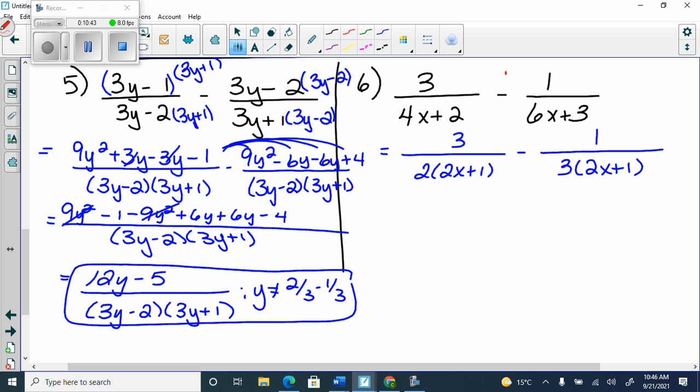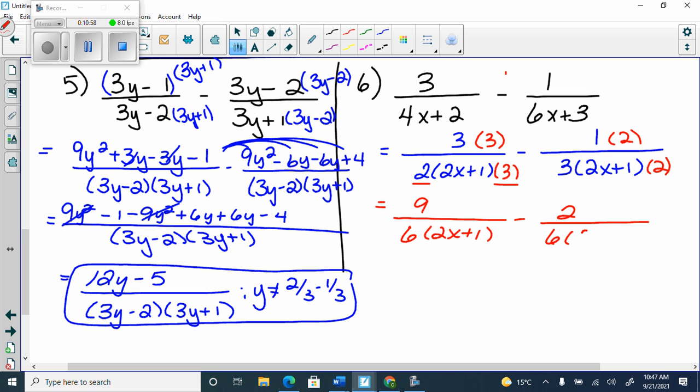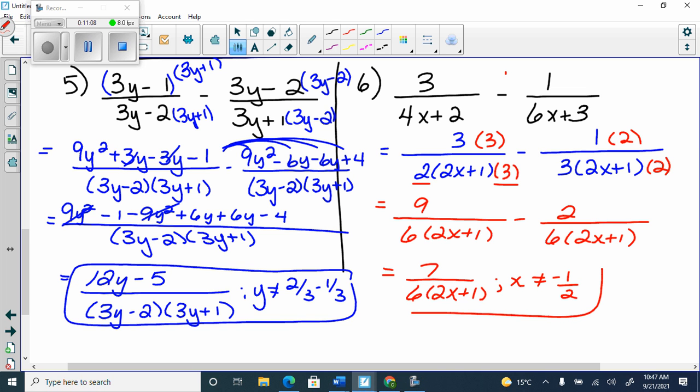So I'm going to multiply this one by 3, and 3, and 2, and 2. So I'm going to get 9 over, and then these are monomials, set them together, 6, 2x plus 1, minus 2 over 6, 2x plus 1. And so I get 9 minus 2, which is 7 over 6, bracket 2x plus 1. So if you spot the GCF, this question is actually quite easy. If you don't, it's not.